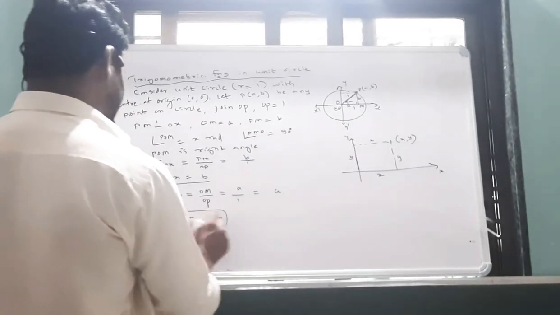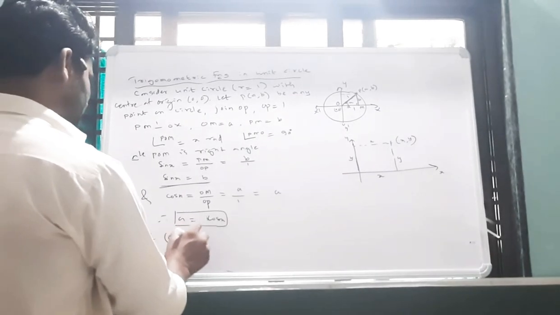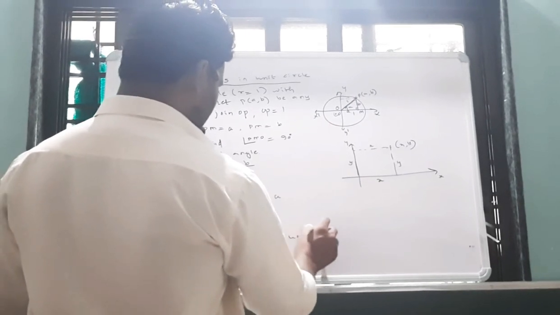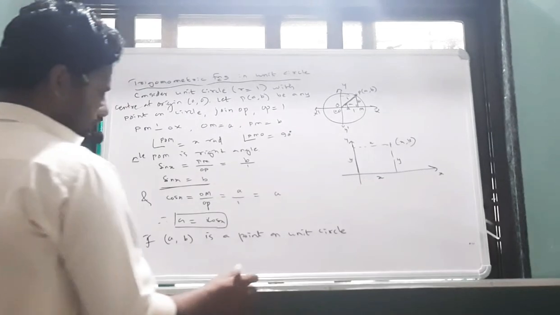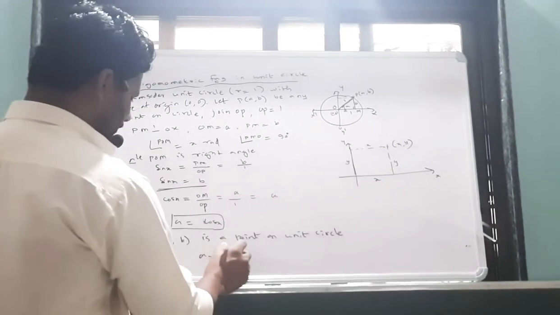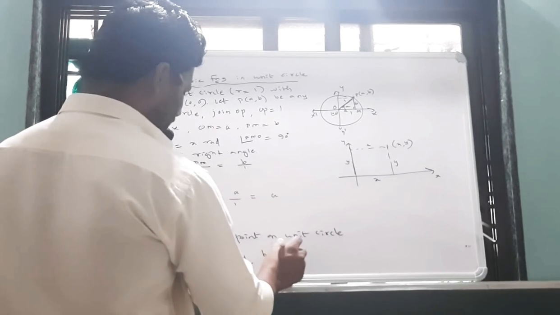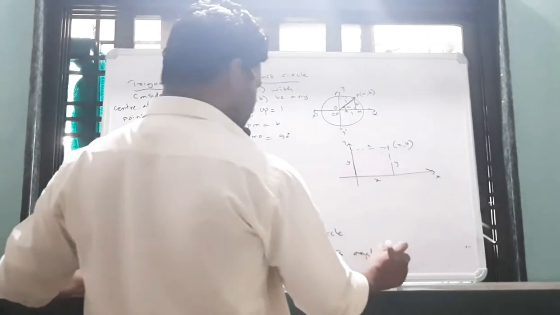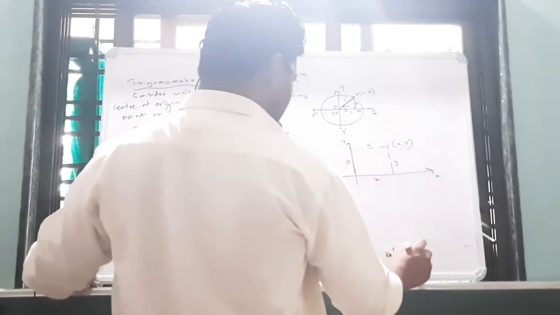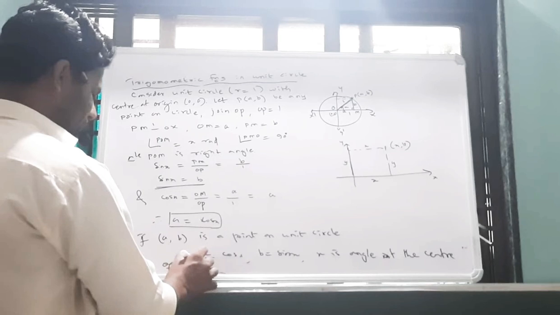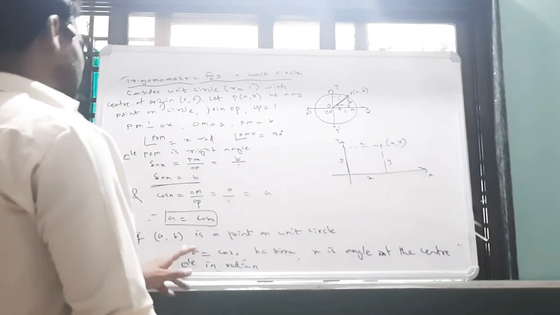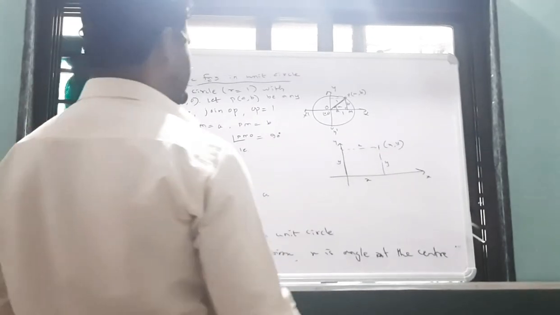So remember that if A comma B is a point on the unit circle, then A means cos x, B is sin x, where x is the angle at the center of the circle, in radian. So A is nothing but cos x, B is nothing but sin x.